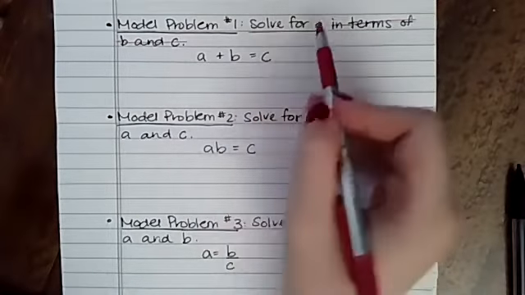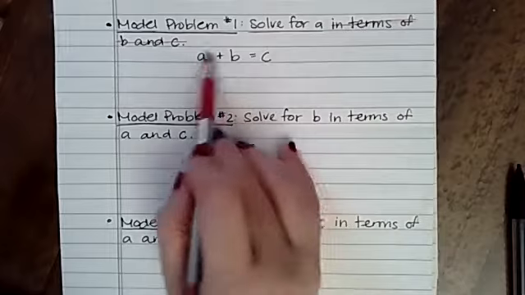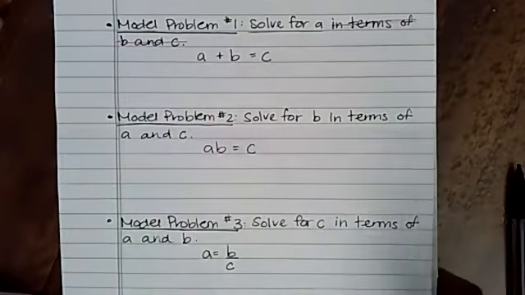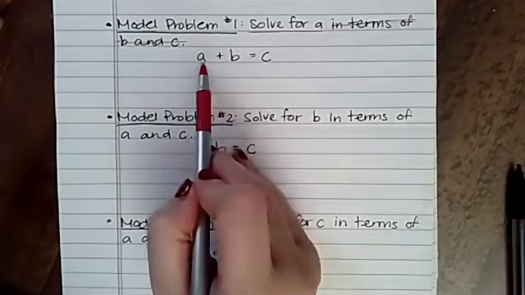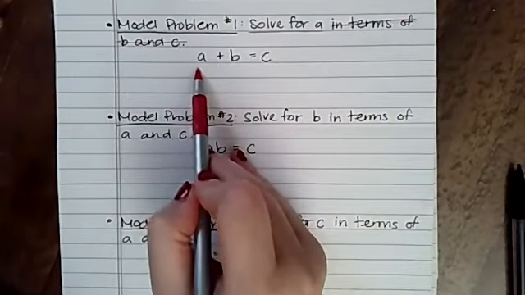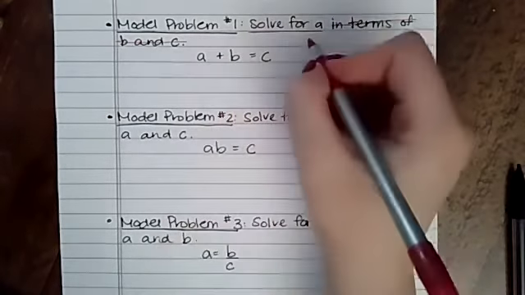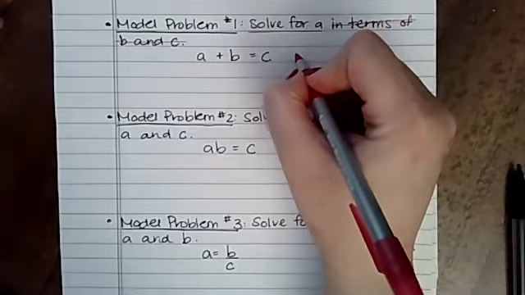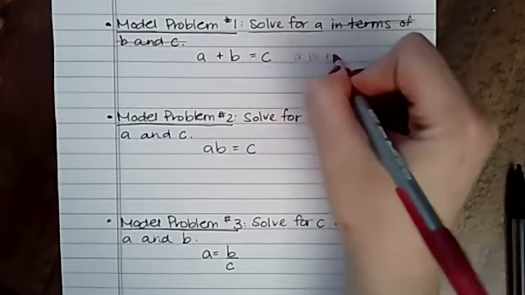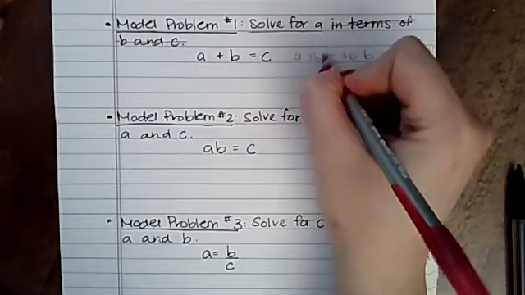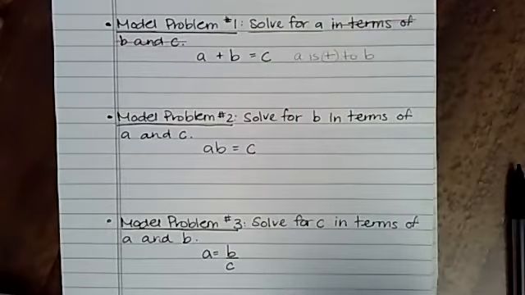Okay? So I see that there's no numbers, but that's still okay. I can still solve for a letter. So I'm looking at A. I want to solve for A. What's happening to A? A is being added to B. So I'm going to say A is added to B. That's my plus sign, my addition sign, okay?